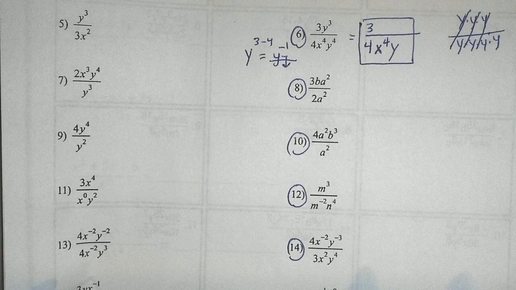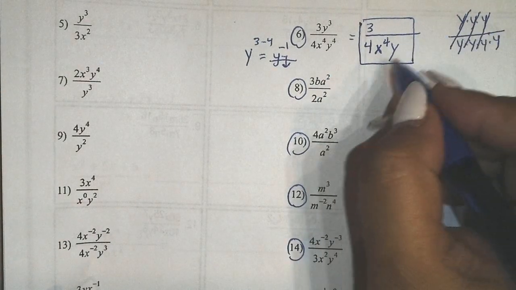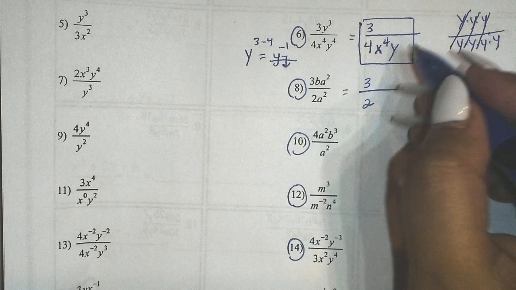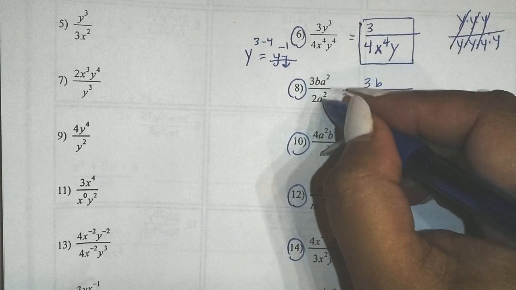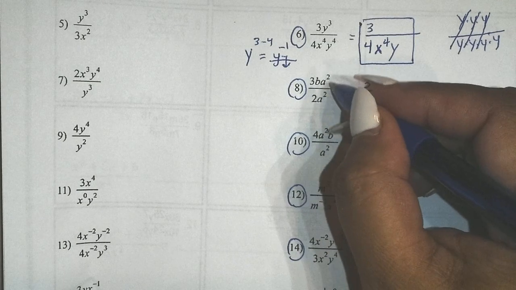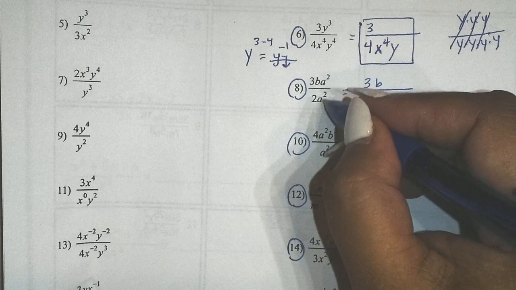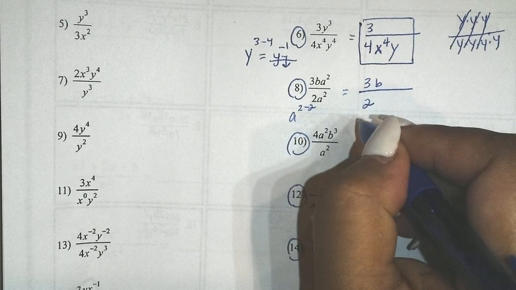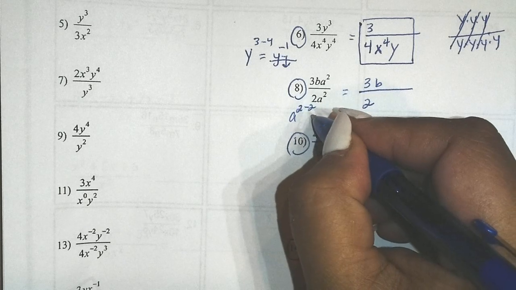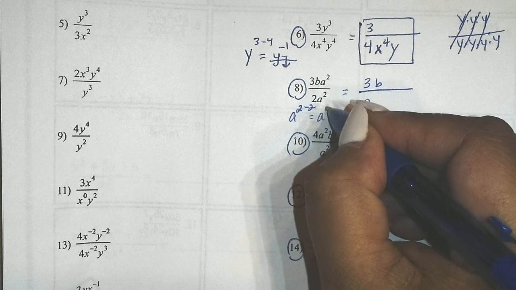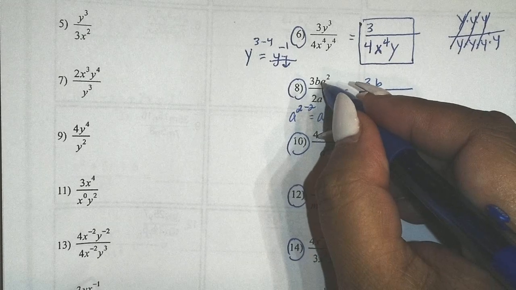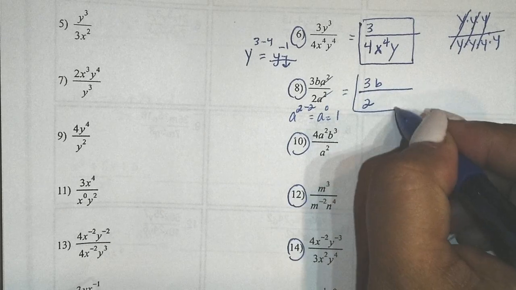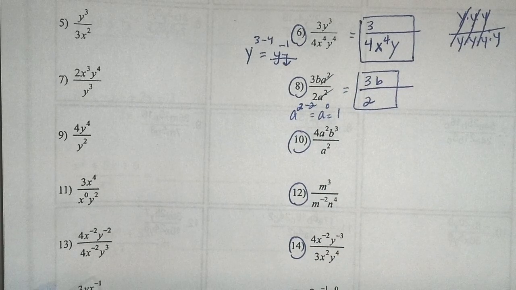So this is my answer. All right, let's look at number 8. 3/2, again, already reduced. I don't have a b to divide with this b, but I have the same a squared and a squared. So I have 2 a's on top, 2 a's on the bottom. Those will cancel each other out. Again, a to the 2 minus 2, if we follow the quotient rule by subtracting our exponents, and anything to the 0 power is 1. Again, this same thing, it crosses out. So this right here is my answer.